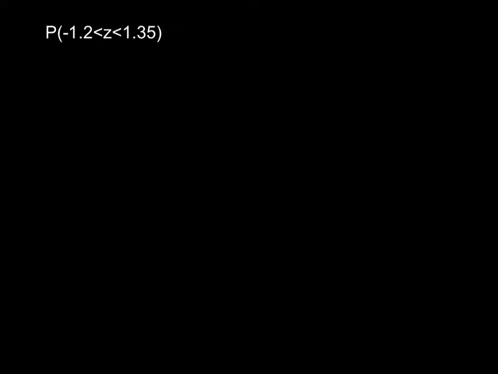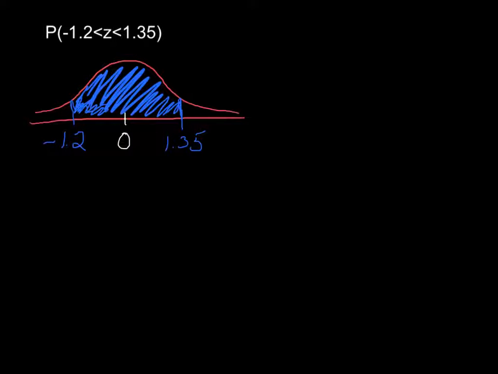So if you watched the last video, you now know how to calculate this on your TI-83 or 84. We're looking for the area between these two fixed boundaries. So we know that we're going to use normalcdf, right? We're going to use a lower bound of negative 1.2, an upper bound of 1.35, and since we're working with the standard normal, a mean of 0 and a standard deviation of 1. If you execute that, you're going to get 0.7964.